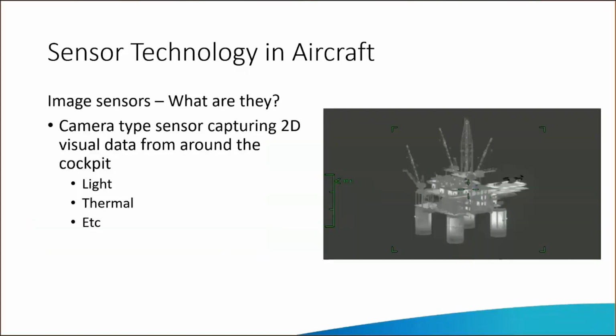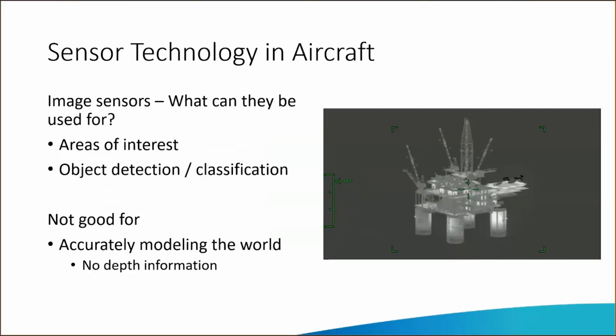So first to start, image sensors, what are they? These are camera type sensors that are capturing 2D visual data. So we have an X and Y component of the data around us. And then it has either light, thermal, or some kind of EM-based data that it's capturing for each X and Y position that we have.